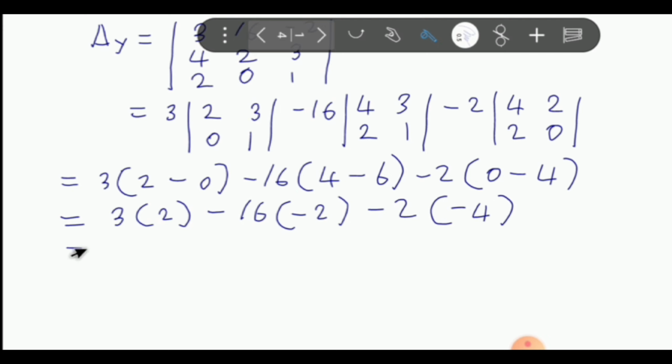So we say 3 times 2 is 6 plus 32. Minus 16 times minus 2 gives us plus 32. Minus 2 times minus 4 will give us what? Plus 8. So let's add everything together and get change in y. Change in y will now be equal to 6 plus 32, that's 38. 38 plus 8 will give us 46. So now let's look for change in z.